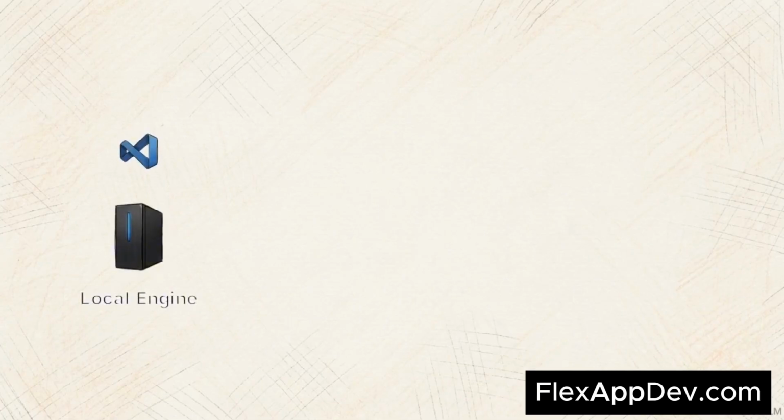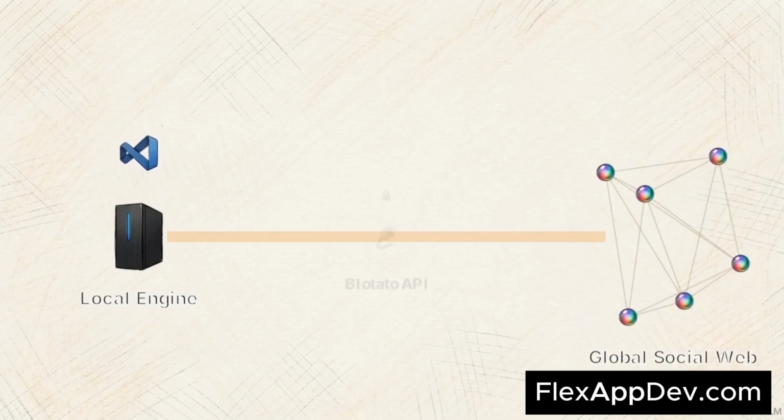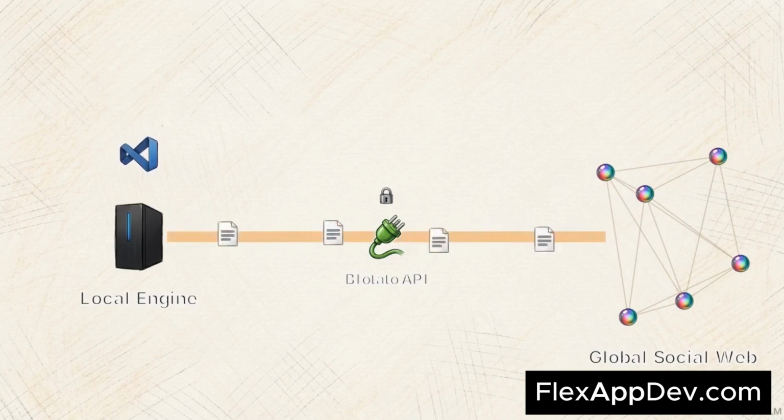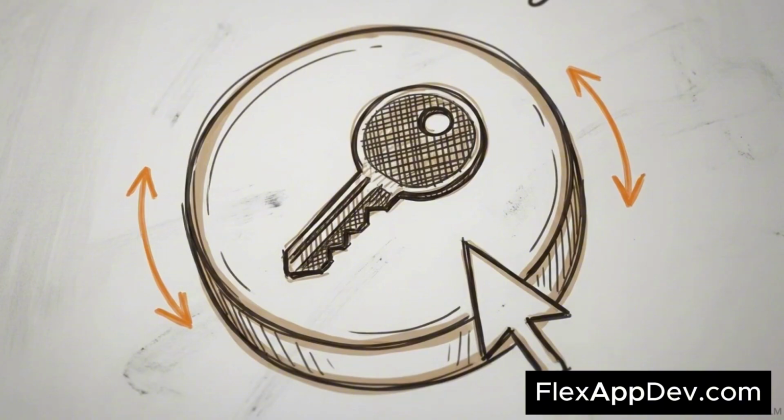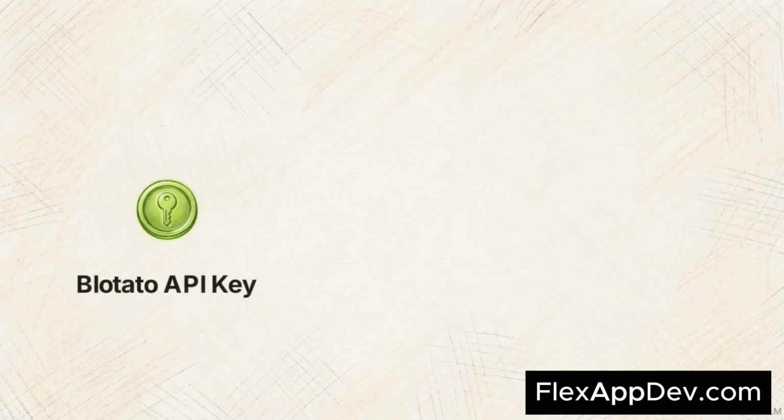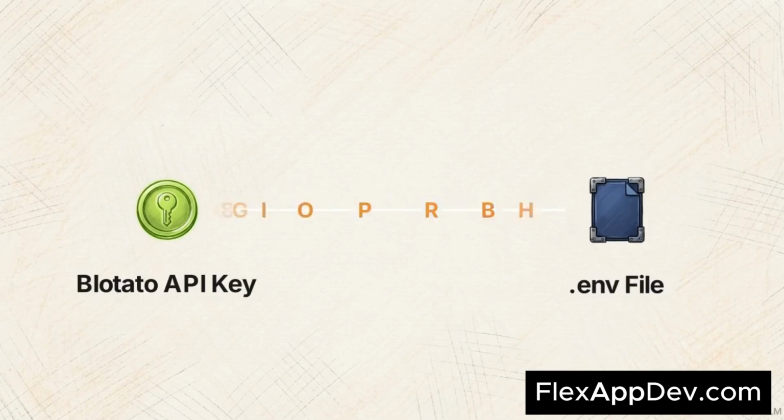With the local logic established, we need a way to push content out to global social networks. The Blotado API serves as that secure bridge, connecting your isolated local machine to external platforms. Log into your Blotado dashboard, connect the social accounts you want to manage, and click the button to generate your unique API key. This key is the equivalent of a blank check for your social media profiles.